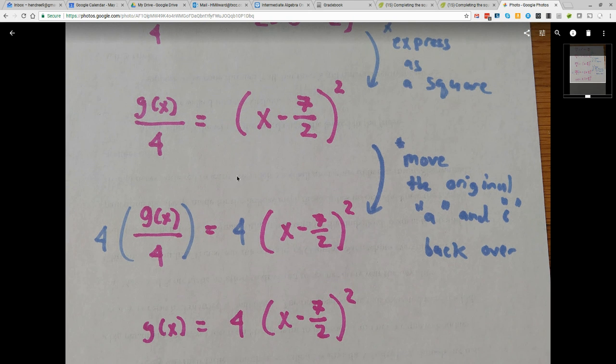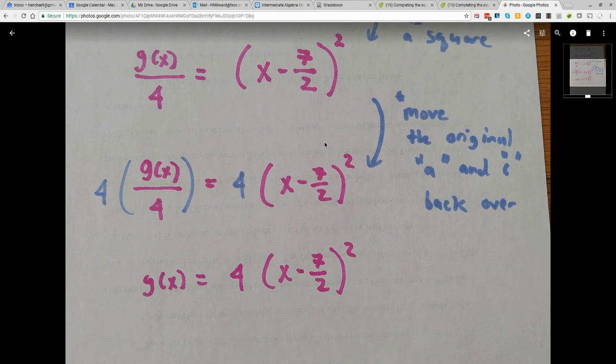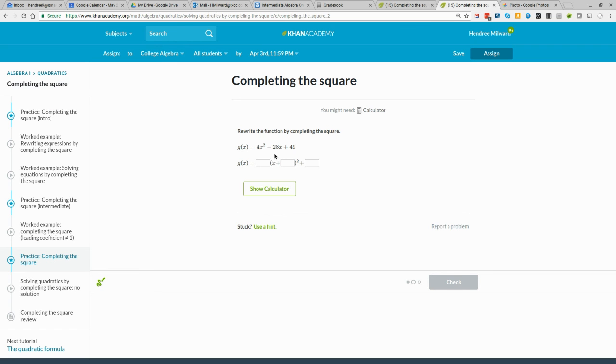Okay. Now we have to move all the stuff that's over here by the g of x over to the other side. If there was a fraction over here, we would subtract that first, right? And then multiply by 4. But here there's just a 4, so we're just going to move that original a back over to the right side by multiplying by 4. Multiplication, because this is division, and multiplication undoes division. So 4 divided by 4 is just 1, so I just end up with g of x, and then this 4 just sits over here on the right side, and we've completed the square.